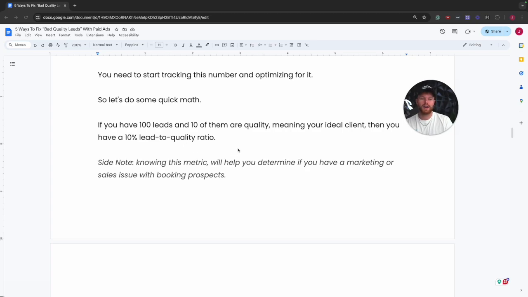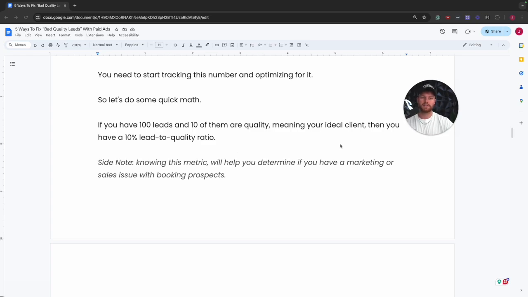Otherwise, if you had one lead that was super quality out of 10 leads, that would be a 10% lead to quality ratio. Vice versa, if you have 100 leads and 20 of them are quality, you would have a 20% lead to quality ratio.